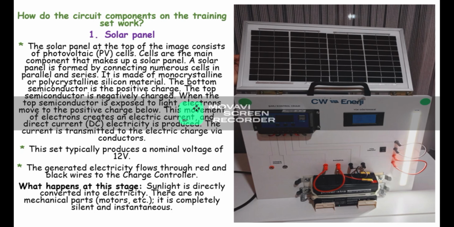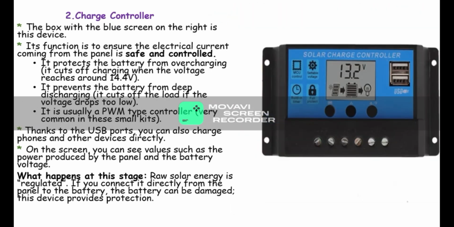The generated electricity flows through red and black wires to the charge controller. What happens at this stage is that sunlight is directly converted into electricity. There are no mechanical parts such as motors. It is completely silent and instantaneous. The second material we got in this built-in system is charge controllers.